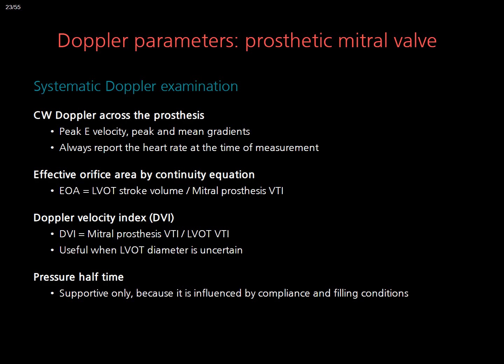Next, estimate effective orifice area using continuity, with stroke volume from the LVOT and VTI through the mitral prosthesis. If LVOT diameter is unreliable, use the Doppler velocity index, which is the ratio of mitral prosthesis VTI to LVOT VTI. Finally, pressure half-time can support your interpretation, but it should never be used in isolation.